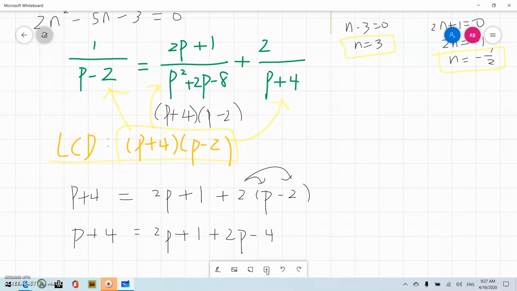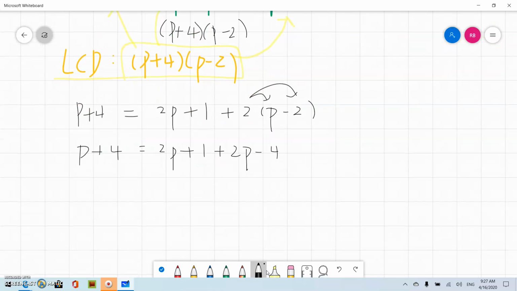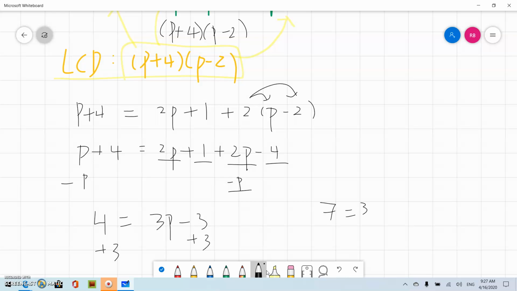And then let me move p to the other side. And then this is 4p minus p, so 3p minus 3, because 1 minus 4. So let's add 3. 7 is equal to 3p, divided by 3. P is equal to 7 over 3.